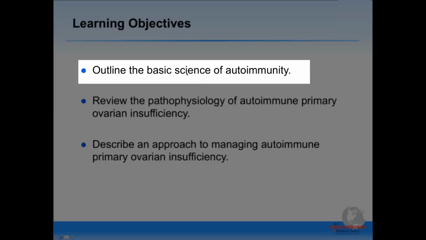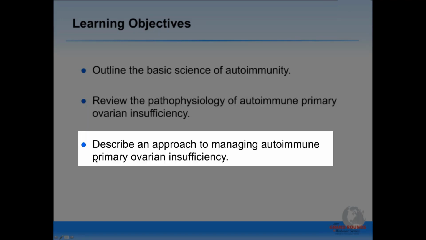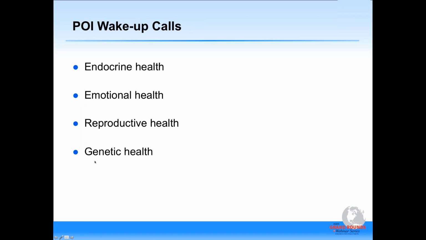So the learning objectives were to outline the basic science of autoimmunity, which we did, and review the pathophysiology of autoimmune primary ovarian insufficiency, which we did, reviewing our research on that and the current state of the literature. Next is to describe an approach to managing autoimmune POI. This is what we will do next.